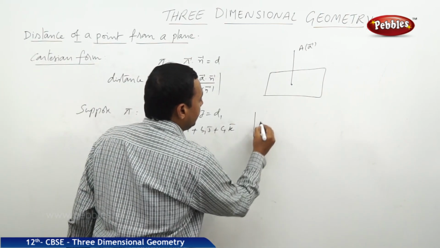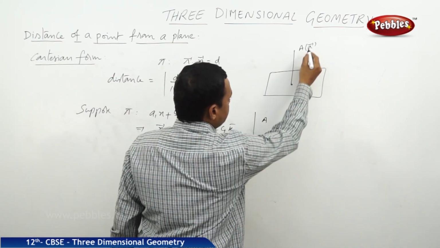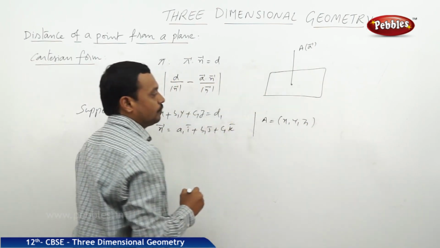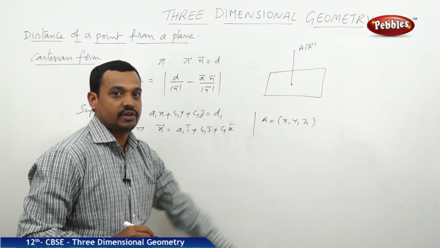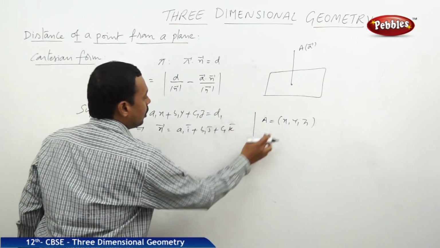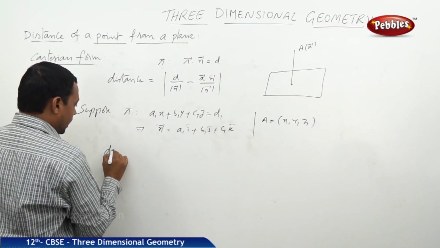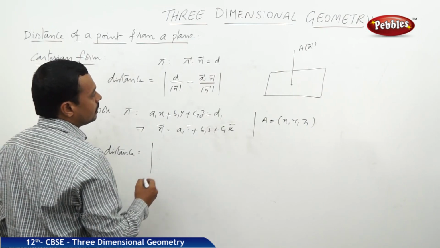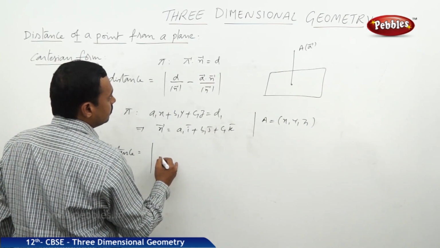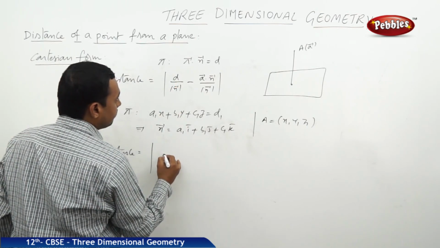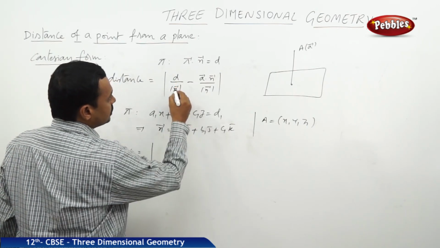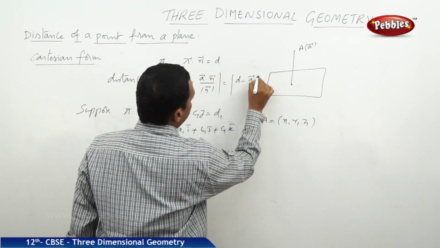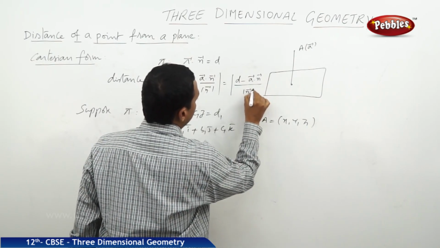And the point A with the position vector A bar, let it be the point x1, y1, z1. In Cartesian form, let us take the point x1, y1, z1. Now substitute all these quantities here. Then the distance of the point from the plane is D by, and of course here we can write it as modulus of D minus A bar dot n bar by mod n bar.